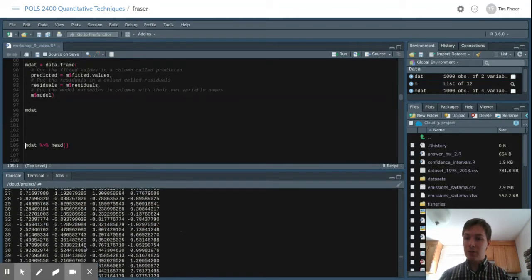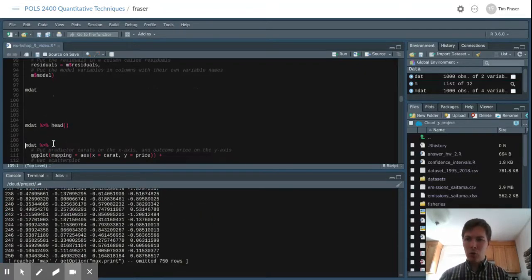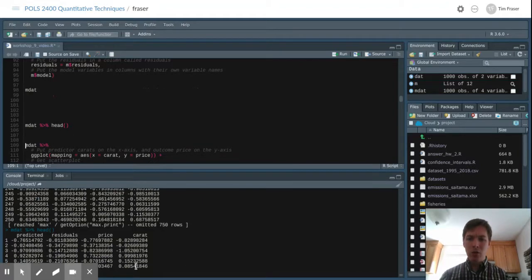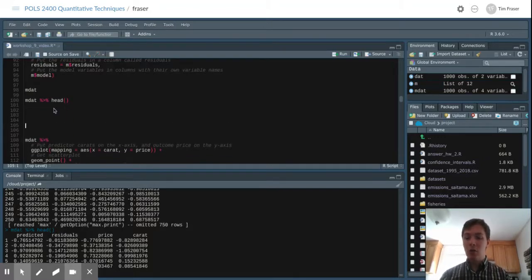Let's check this out. What's happening at the top? Okay, great. So we have the predicted, the residuals, the price, and the carat, exactly in the order that we wrote them. And one quick trick, I like to use head. It shows me just the first 6 rows, so I don't have to scroll. Great. So we've got a bunch of important kinds of information about our model all in a data frame called MDAT now.